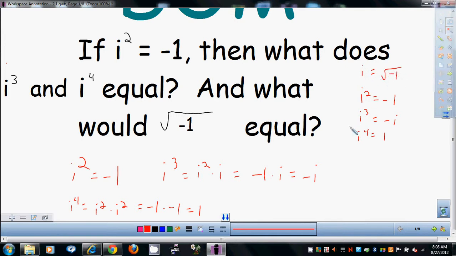i is a cyclical little guy. Once you get past 4, he just starts repeating what he does every time. So i to the 5th would be the same as i to the 1st. Essentially, a good way to remember, if you had i to the 74th, what's he going to equal? Divide by 4. Whatever your remainder is, that's going to be your new exponent. So 74 divided by 4 is, what's that, 18 remainder 2? So that'd be i squared, which is negative 1.